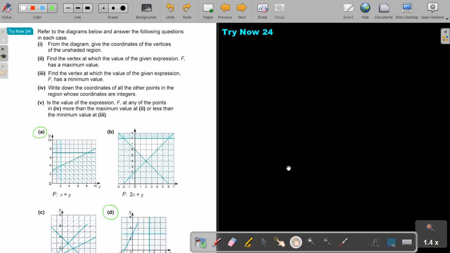Try now 24. Let's start at try now 24. Refer to the diagrams below and answer the following questions in each case. From the diagram, give the coordinates of the vertices of the unshaded region. So let's start with A. It doesn't matter, I can start with this one. It will be 2 and 7. This one will be 2 and 4. This one will be 8 and 7.